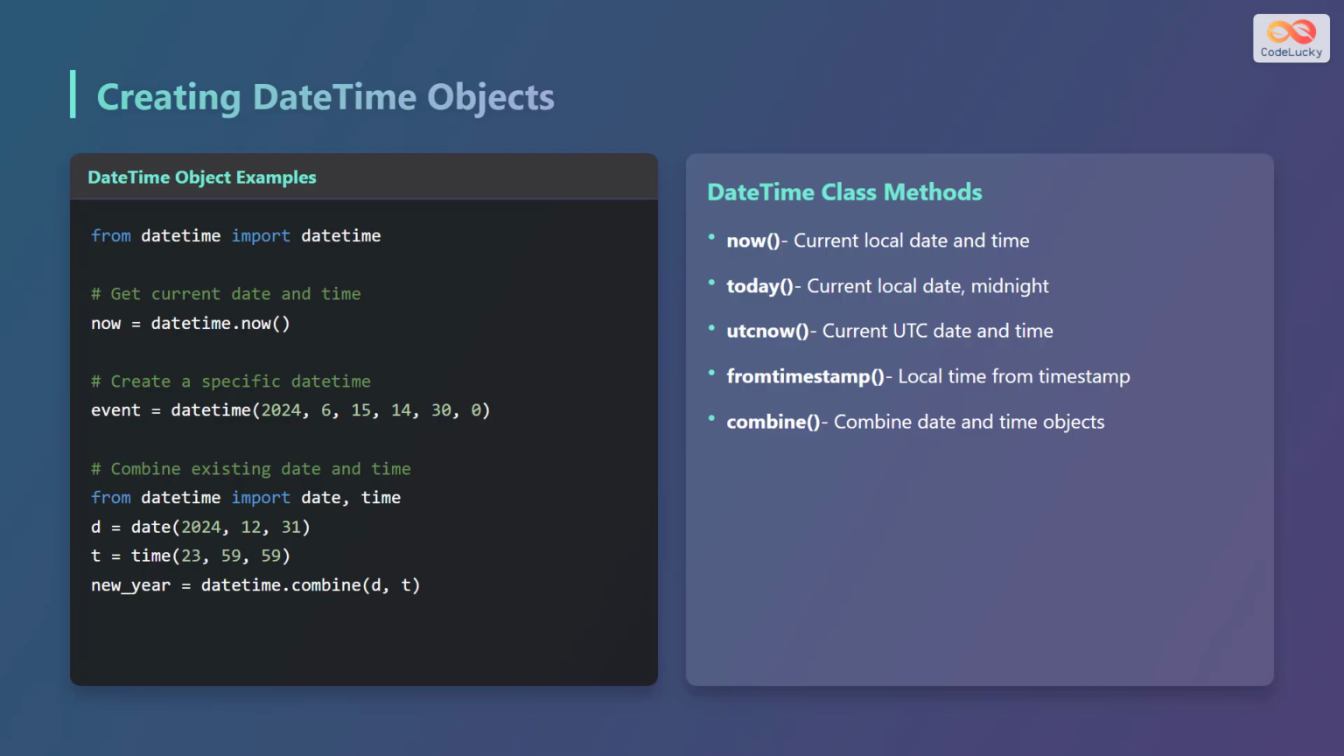before midnight. DateTime class methods include now, which returns the current local date and time. Today returns the current local date at midnight. UTC now returns the current UTC date and time. From timestamp returns the local time from a timestamp, and combine, which combines date and time objects.